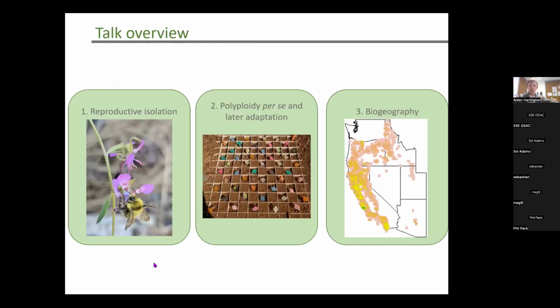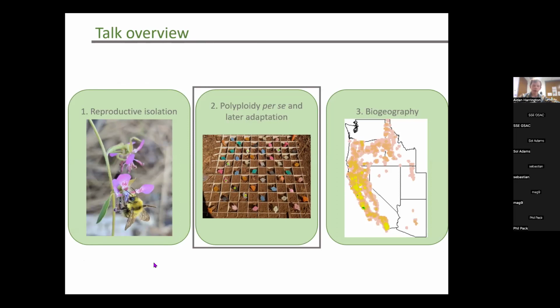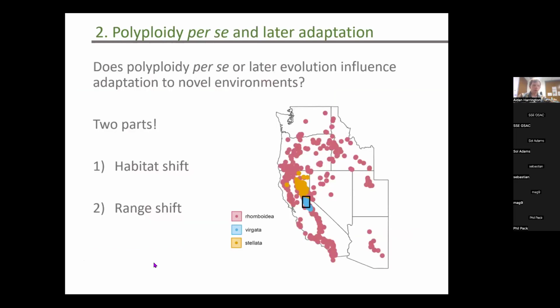Okay, so moving on from reproductive isolation, let's talk about polyploidy per se and later adaptation. Does polyploidy per se or later adaptation influence adaptation to novel environments? So there's two parts to this. One is a habitat shift and two is a range shift. And I'll talk about both of these in part.